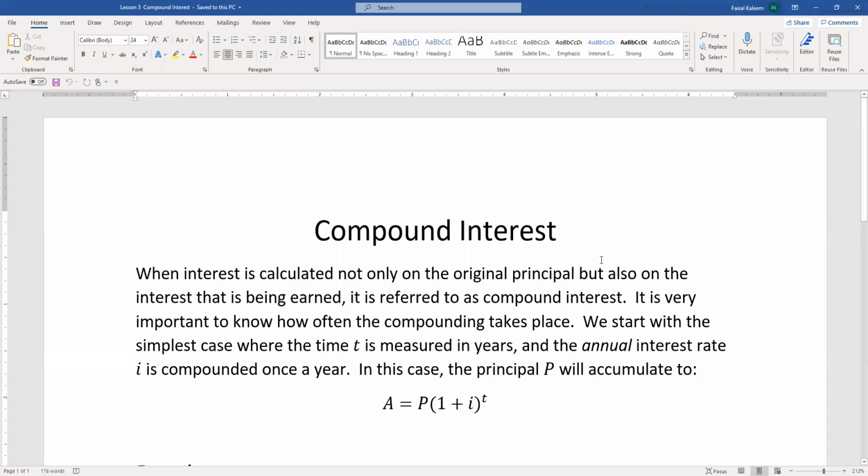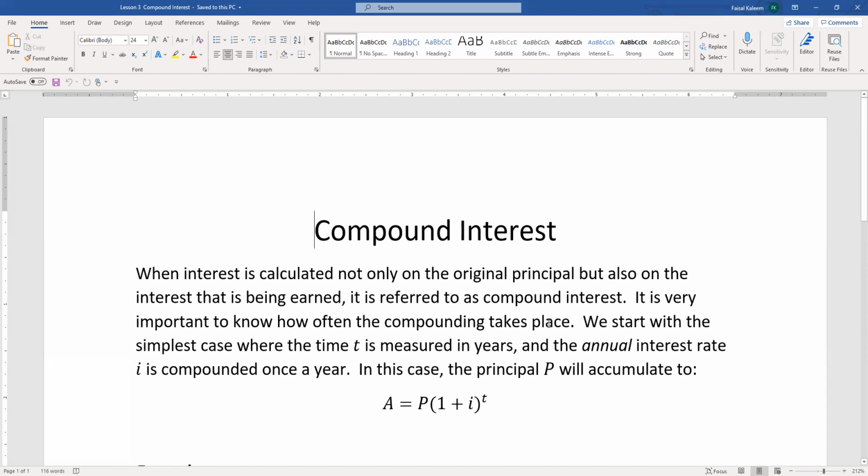Compound interest. When interest is calculated not only on the original principal, but also on the interest that is being earned along the way, then it is referred to as compound interest. So it's important to know how often the compounding takes place.